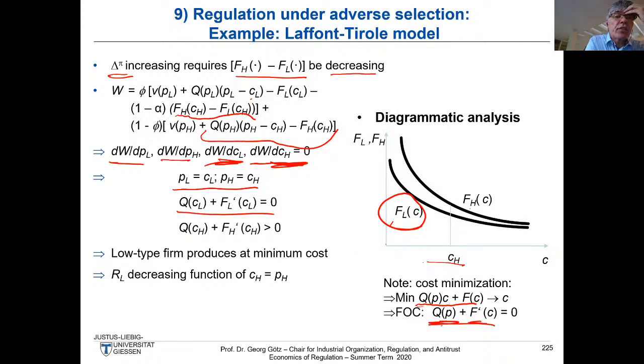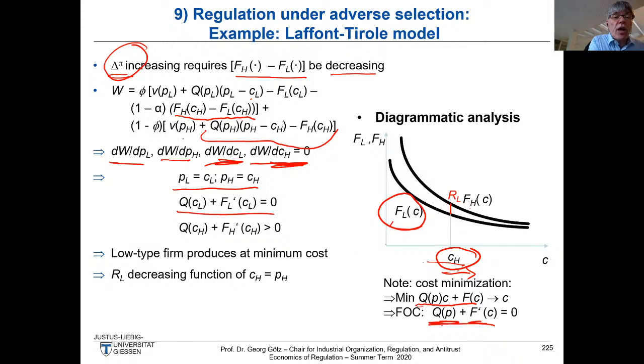Okay, that's again in the state L, it shows up in the rent of the low type, and that's what we get here in terms of our diagram. By changing CH, by increasing CH, we can reduce RL. That's what you see here. This now means delta pi is increasing, that is, the rent is decreasing if we increase CH.